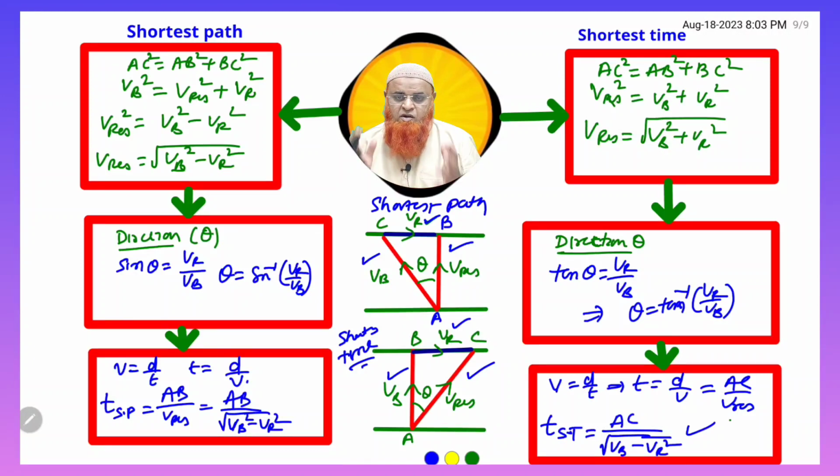So in this way we can find the direction, the resultant velocity, and the time also. If you compare the shortest path and shortest time, in shortest time the velocity is VB square plus VR square under root, whereas here it is VB square minus VR square. Here the denominator is less in the case of shortest path, so the fraction is more and time is more, whereas in shortest time the denominator is added, so the denominator is more, the fraction becomes less, and time along the shortest time is very less compared to shortest path. So this is a simple concept of shortest path and shortest time. Hope you have understood that.